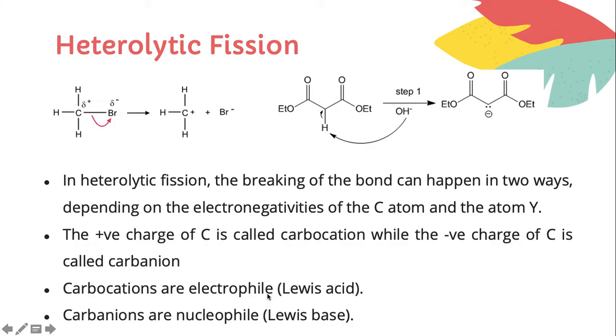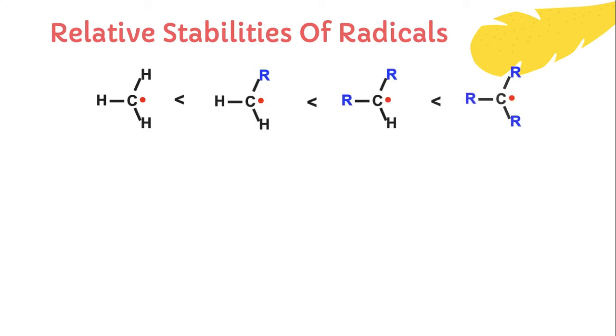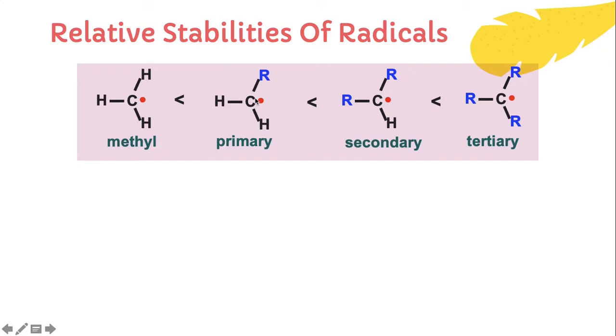Carbocations are electrophiles or Lewis acids. Carbanions are nucleophiles or Lewis bases. Relative stabilities of radicals. So we have three: free radicals, carbocations, and carbanions. For free radicals, this is methyl, primary free radical, secondary, tertiary. So primary carbon, because 1 carbon is attached to it, secondary carbon, 2 carbons attached to this carbon, tertiary carbon, 3 carbons. So we want to look at the stabilities of these 4 radicals.